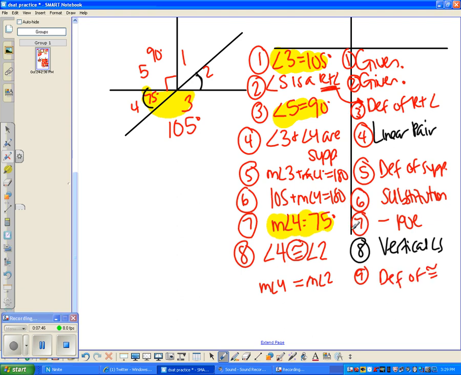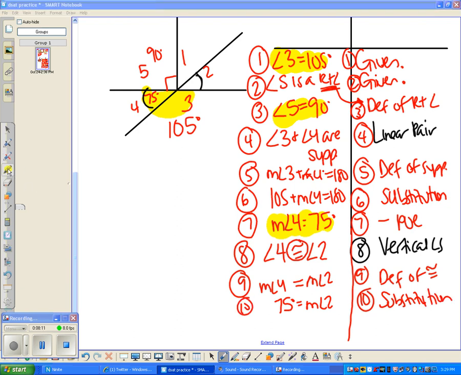To change it to an equal sign, I would have to use the definition of congruency. This is a lot of stuff that we learned in chapter 2. Since I already know what angle 4 is, right? Angle 4 is 75 degrees. I can substitute that into this equation and say measure of angle 2 equals 75 degrees, or 75 degrees equals measure of angle 2, by substitution. Okay, I'm almost done.